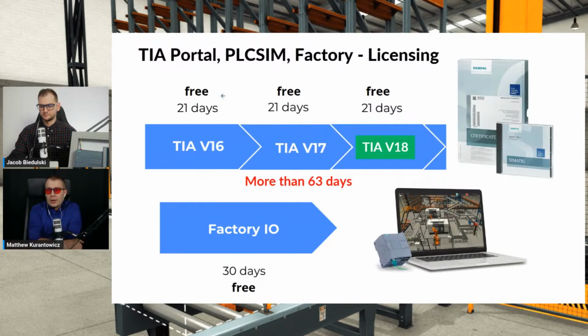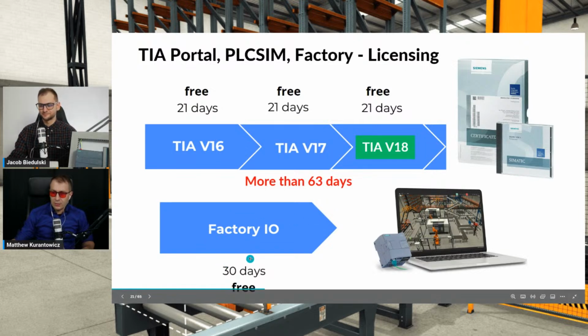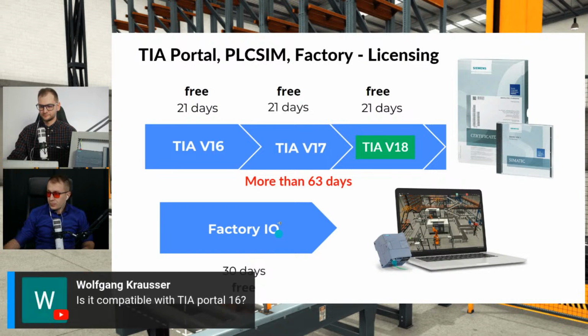And how to deal with licensing? You can download the software for free, and the trial version is free for 21 days. And if you download those free versions, you can gain access to a free trial version for more than 63 days. It is free, and Factory.io is free for 30 days. Thanks.